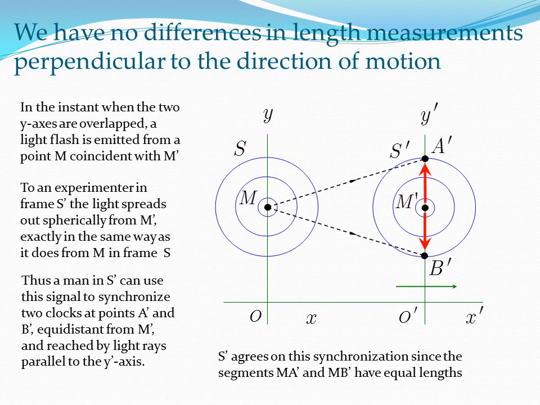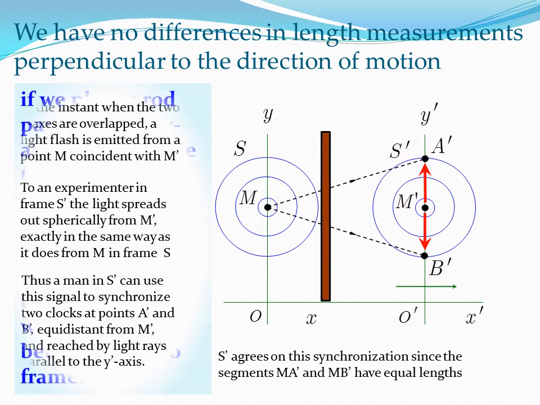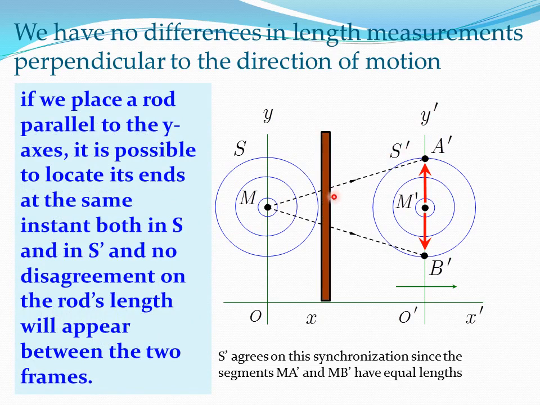So the experimenter in S agrees on clock synchronization because also to him the light arrives simultaneously in A' and B'. Therefore, if we place a rod parallel to the y-axis, it is possible to locate its ends at the same instant, both in S and in S', and no disagreement on the rod's length will appear between the two frames. Therefore, we have no length contraction effect along the direction perpendicular to the velocity.